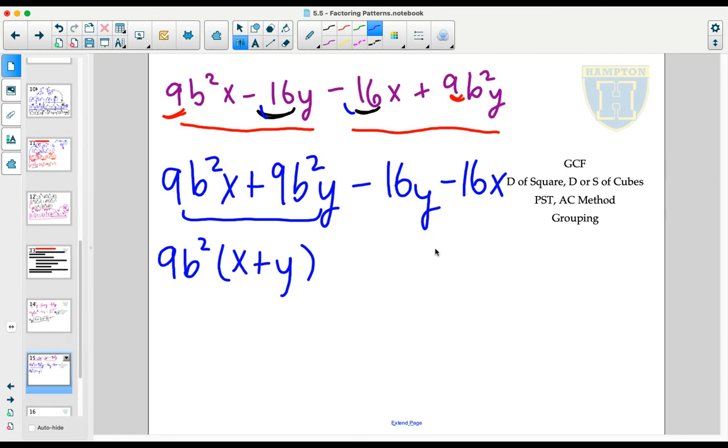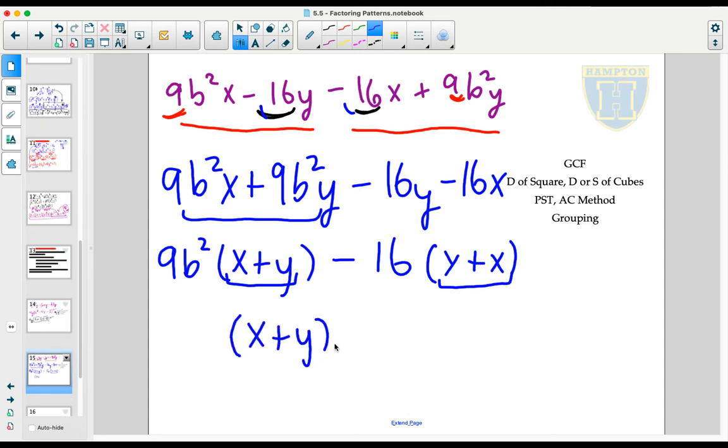If we want this to work, we know that we're going to need at least an x plus y or a y plus x here, which is what we'll get out of the back parentheses if we factor out a negative 16. We're not alarmed by the fact that this says y plus x and this says x plus y. We know, thanks to the commutative property, that those are the same. So we have x plus y, 9b squared minus 16. You're about 3/4 of the way to the solution. There is one more step to take.